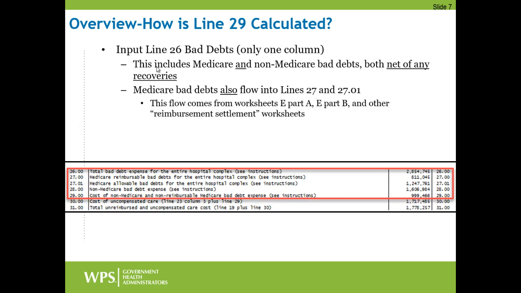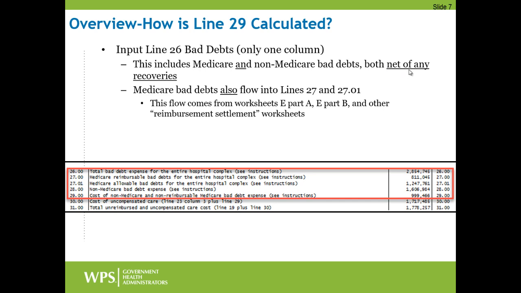Again, we're going to see some examples. We're going to see some detail with these later on. Line 26, we only have one column, and this is for total bad debts. So there are a few things to stress with this line. It includes Medicare and non-Medicare bad debts. Both must be net of any recoveries.